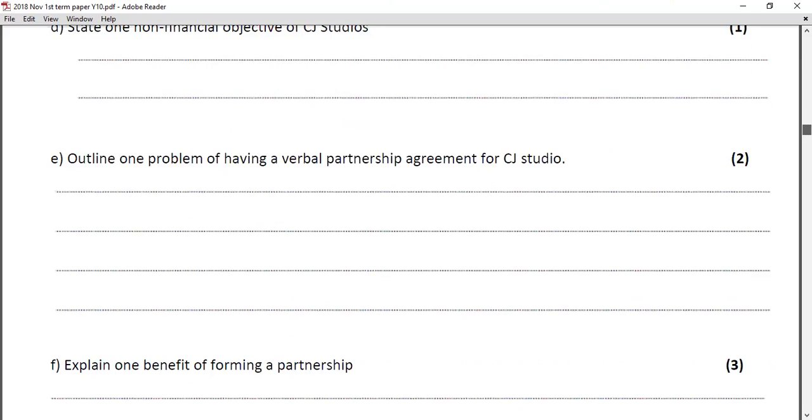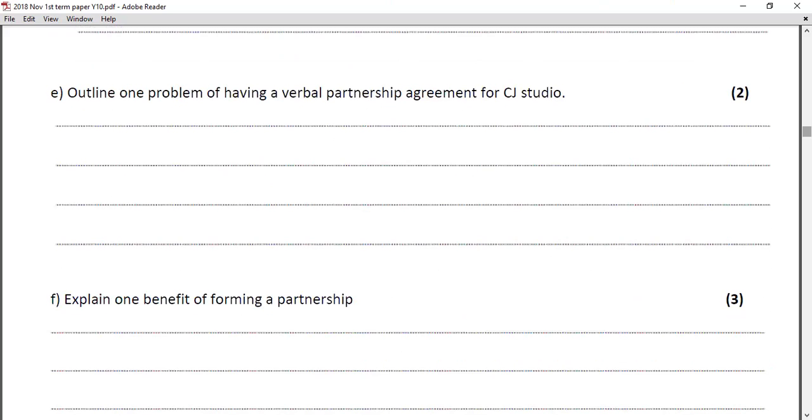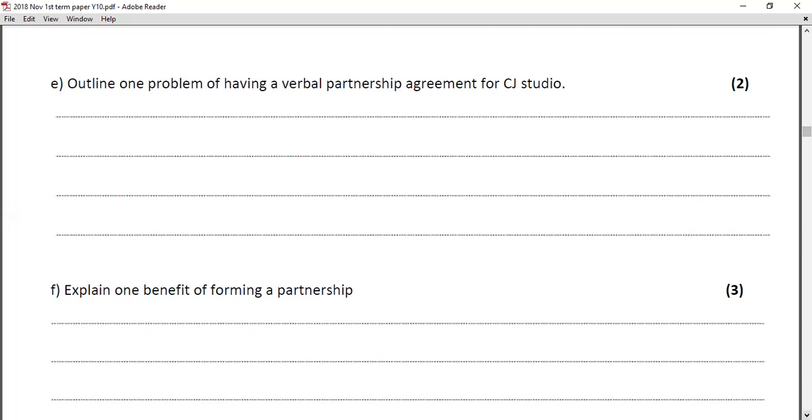Part E, question 1, part E: outline one problem of having a verbal partnership agreement for CJ Studio. One problem, one issue, one drawback of having a verbal partnership agreement for CJ Studio. Right, so a partnership agreement we can have verbally or in writing. Verbal agreements have some issues, right? What are the issues of having a verbal partnership agreement?